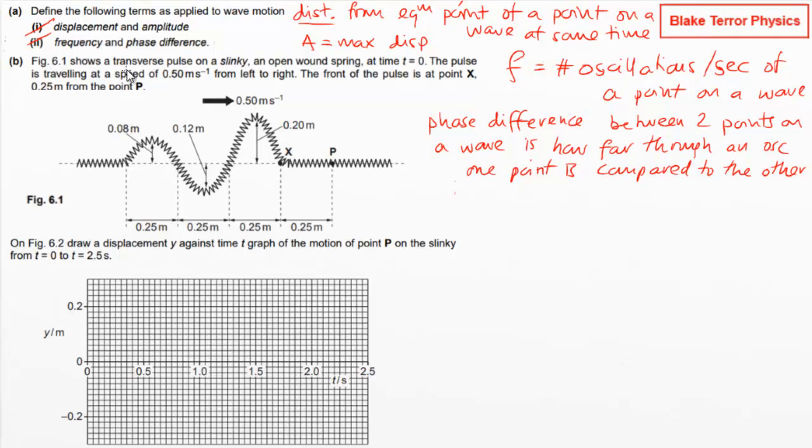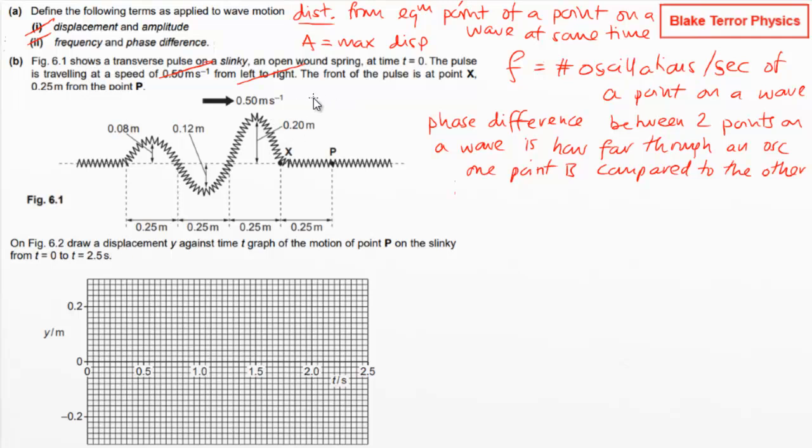Right, we've now got some wave profile going on here in part B. Figure 6.1 shows a transverse pulse on a slinky, an open wound spring, at time t equals 0. The pulse is travelling at a speed of 0.5 meters per second, from left to right. The front of the pulse is at point X, 0.25 meters from point P. Okay, so they've marked on all these distances. On figure 6.2, draw a displacement y against time t graph for the motion of point P.